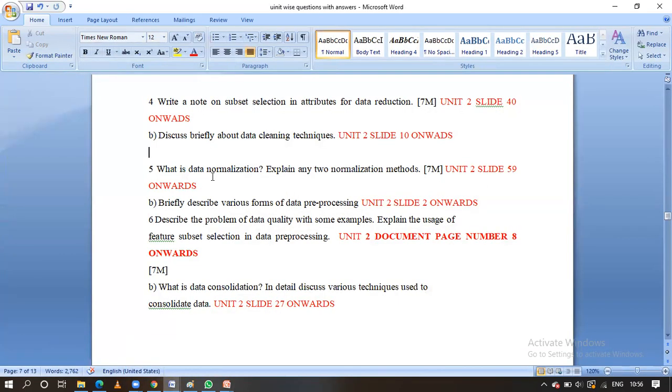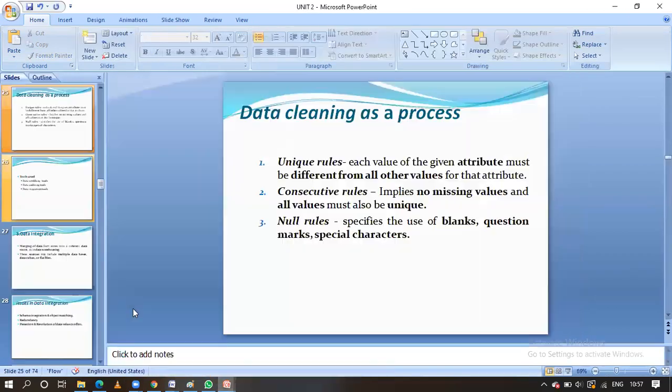The next one is: what is normalization? Explain any two normalization methods. That is the question. Next question, guys. Let us go for this one. You need to go to slide number 59 onwards.